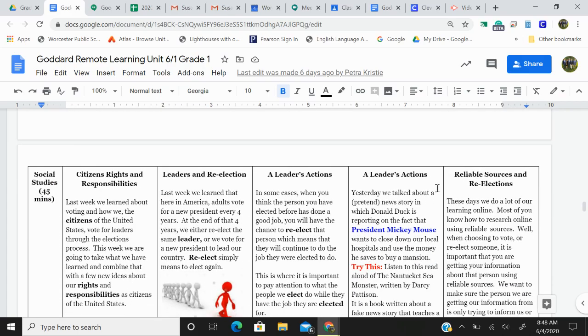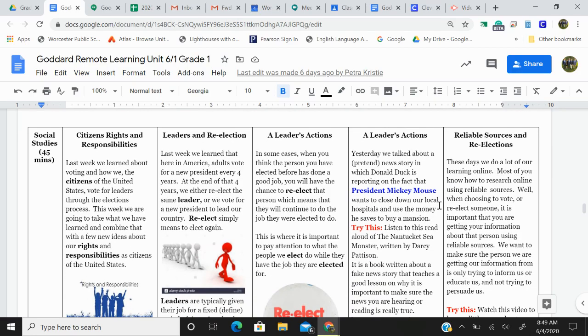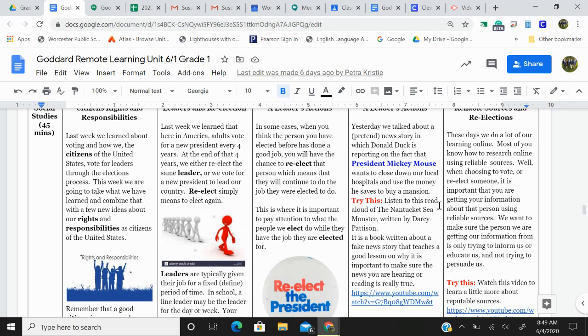On to social studies. We're talking about leaders still. Yesterday, we talked about a pretend news story in which Donald Duck is reporting on the fact that President Mickey Mouse wants to close down our local hospitals and use the money he saves to buy a mansion.